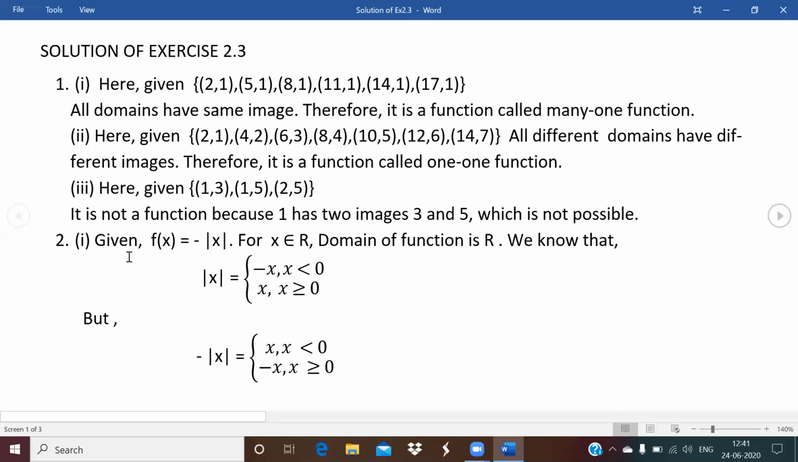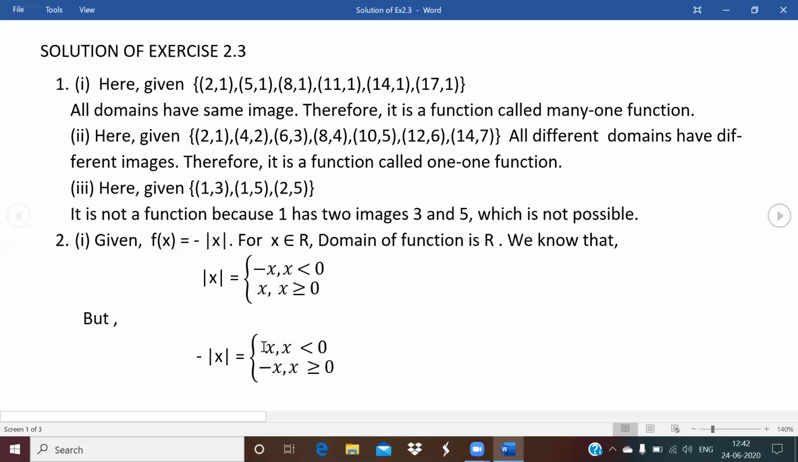Now, in question number 2, the function given to us is minus of modulus of x, and it is given that x belongs to R. Therefore, what is the domain of this function? It is the real numbers, because x belongs to R. And what is the modulus function? Mod can be defined as minus x when x is less than 0 and x when x is greater than or equal to 0. And if we multiply with the minus sign, it will become negative.